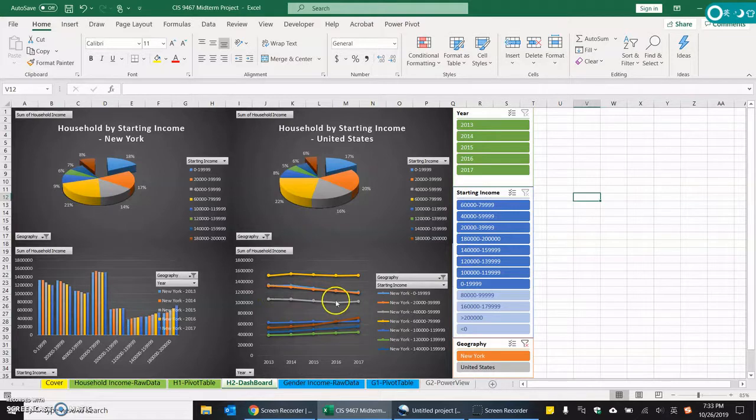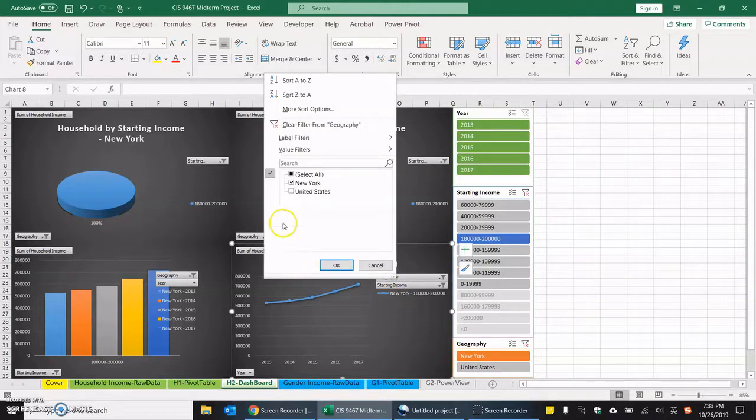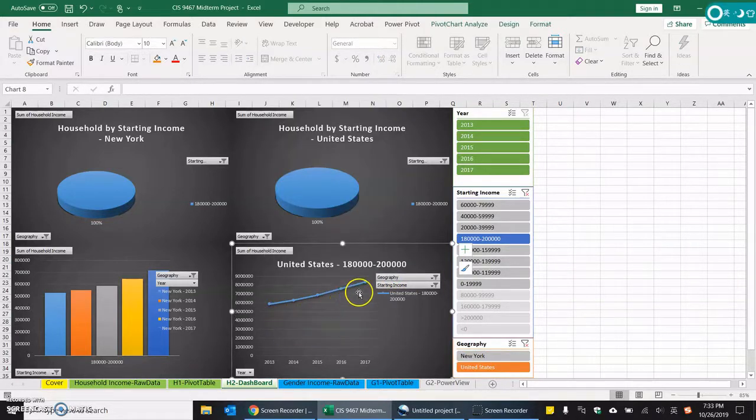And still, this one's too messy, so let's focus on a specific income bucket. So let's do 180 to 200,000. Here you can see the trend from 2013 to 2017 for all the highest income households in New York. But we can also change that to United States. And still, that's pretty much the same trend.